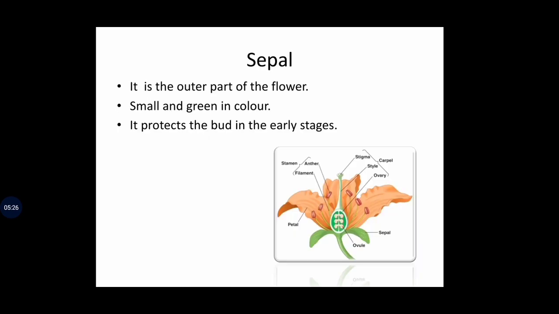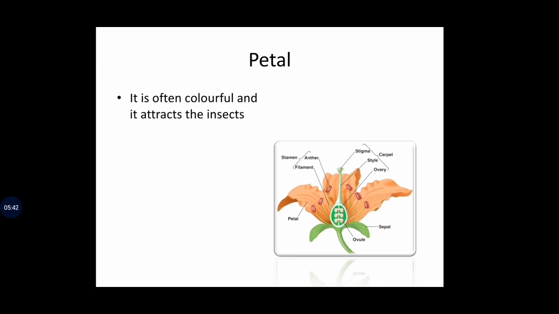The first part is sepal. So what is the sepal? It is the outer part of the flower. It is small and green in color. It protects the bud in the earlier stages. The next part is petal. It is often colorful and it attracts the insects.